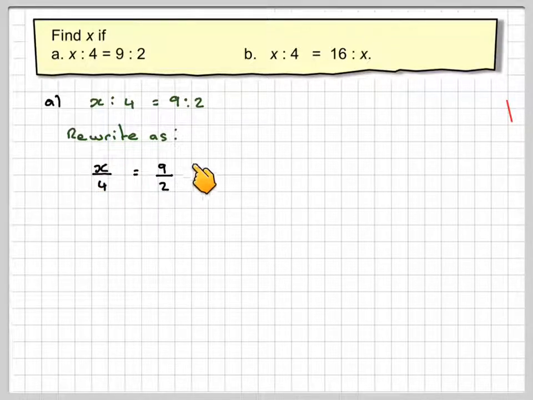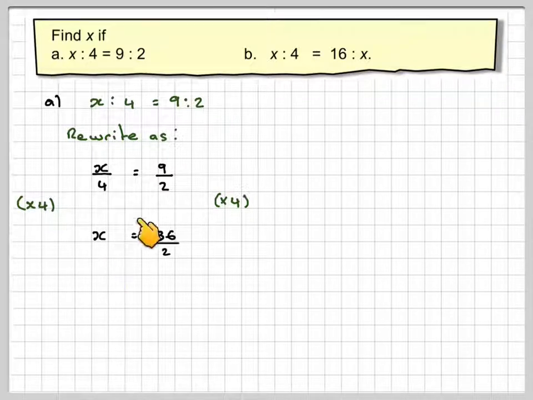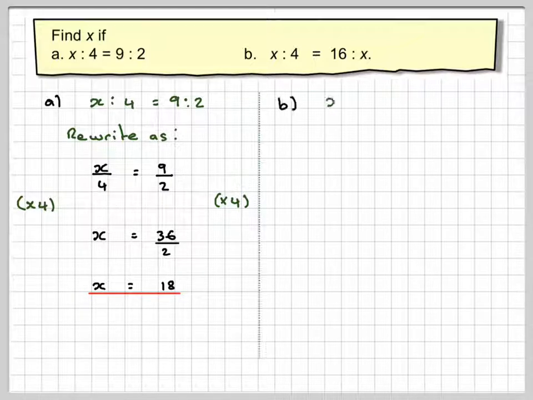So this now makes an equation which can be solved. So we've got x divided by 4. The opposite of dividing by 4 is to multiply both sides by 4. So if we do that on this side, we're going to get x, and on this side we're going to get 4 times 9, which is 36 over 2, and 36 divided by 2 is 18, so x will be equal to 18.